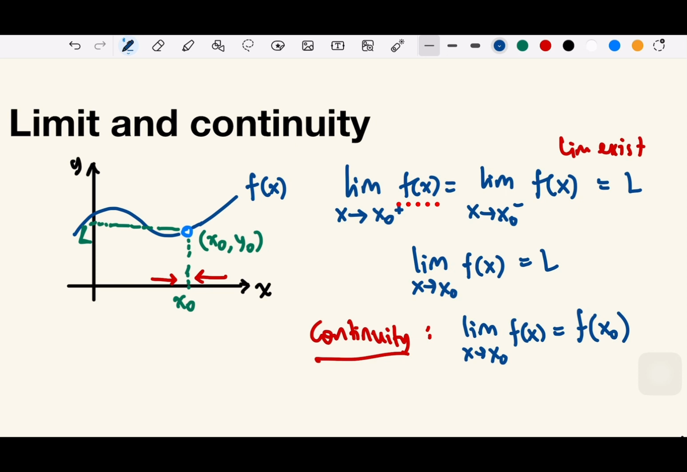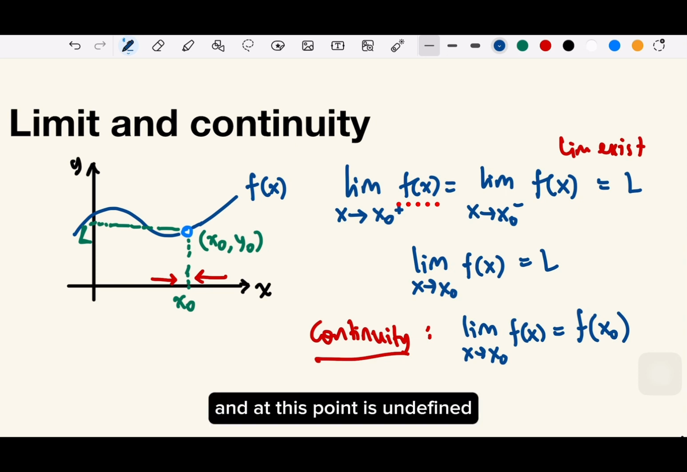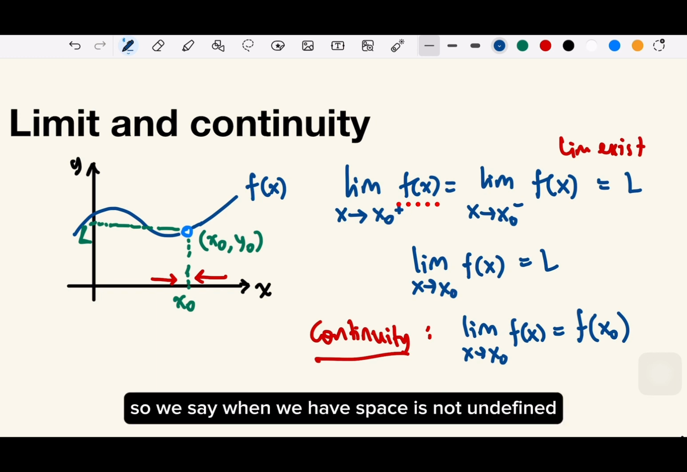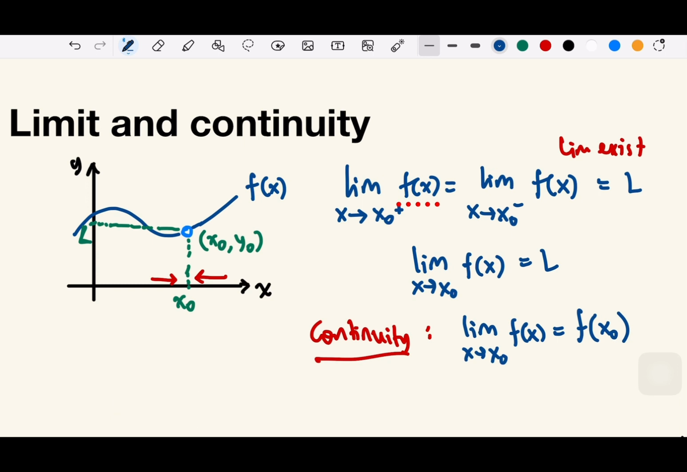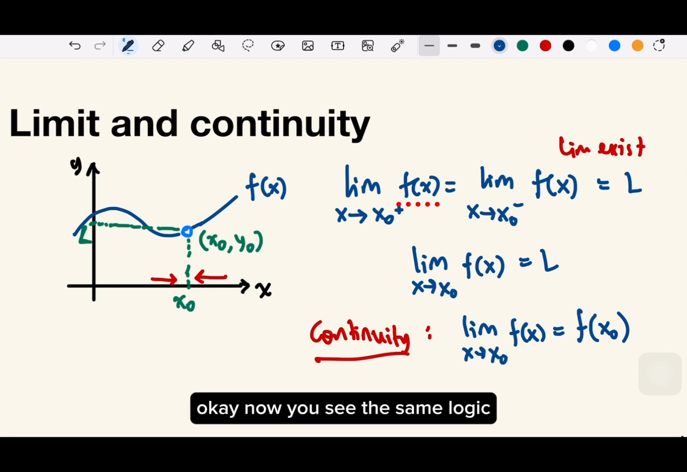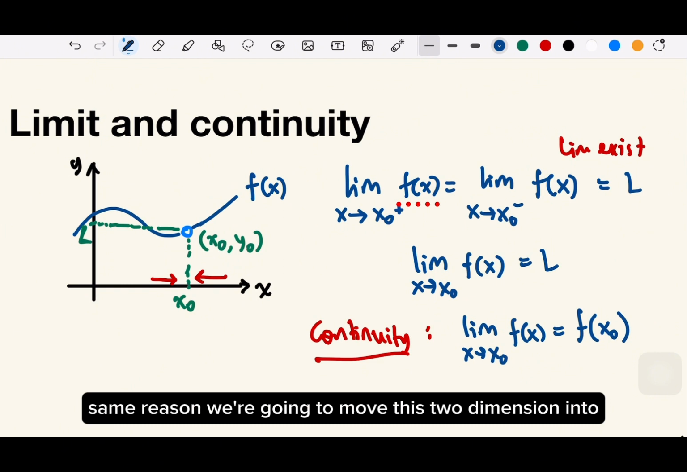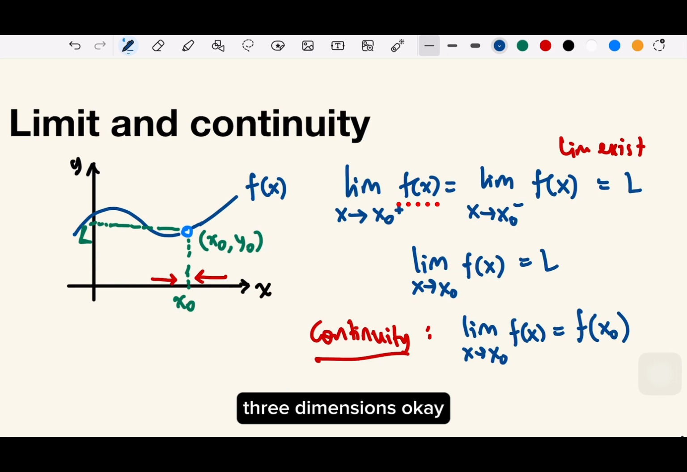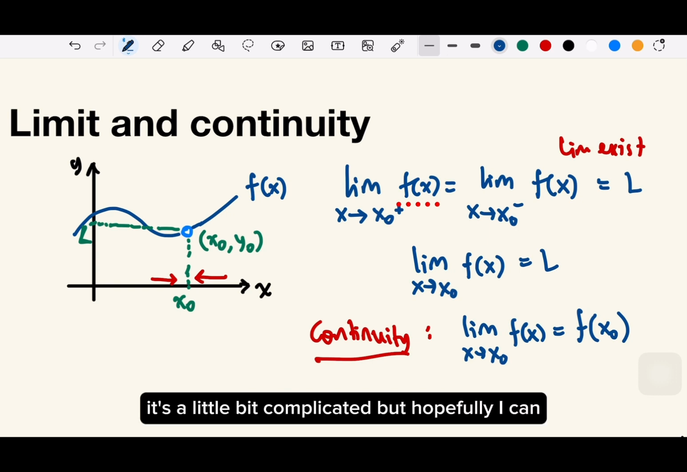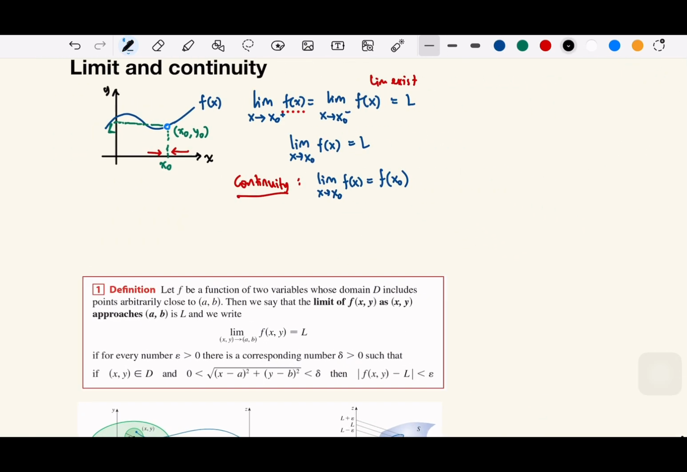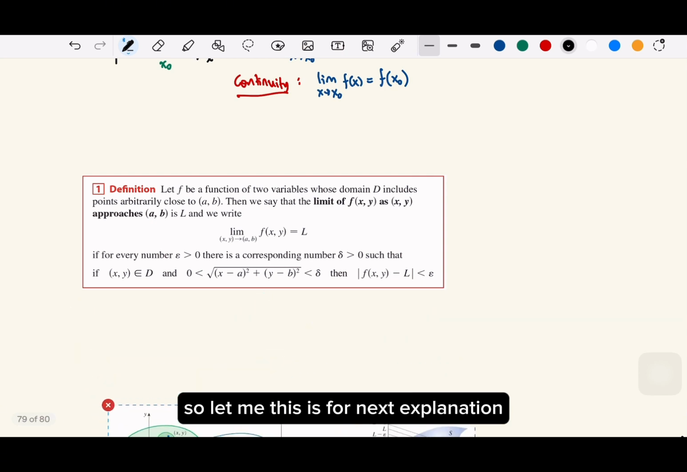But here we have a hole, and at this point the function is undefined, right? So we say when we have this, it's not continuous. If you want to make it continuous, we need to have this. Now, using the same logic, same reason, we are going to move from 2 dimensions into 3 dimensions. It's a little bit complicated, but hopefully I can give you some introduction.